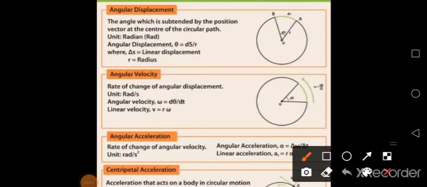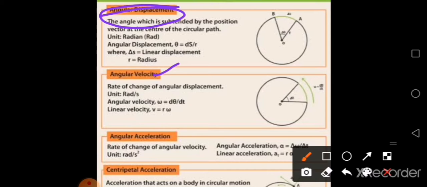Now the next one is angular velocity. What is normal velocity? Normal velocity is the rate of change of displacement, isn't it? So angular velocity is the rate of change of angular displacement, or the rate of angular displacement undergone by a particle performing uniform circular motion. You can call it angular velocity.